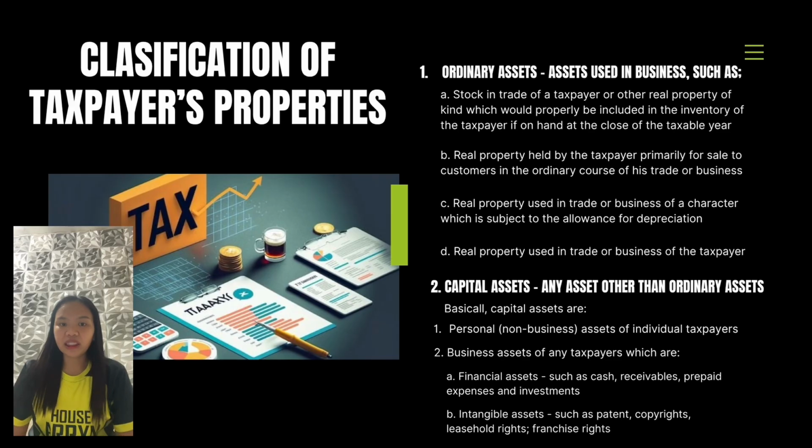In summary, this section provides a clear distinction between ordinary and capital assets, outlining the criteria for classification and providing examples of each type. This classification is fundamental for determining the appropriate tax treatment of assets under the tax code.